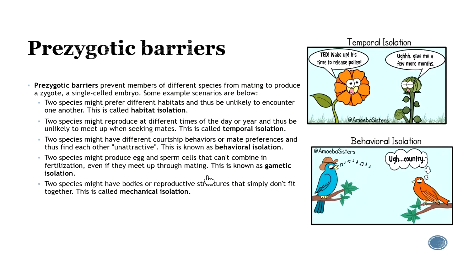And then there are also mechanical isolations. There are changes in the reproductive structures that make it impossible to get to the part where the egg and sperm could possibly meet. This will be changes in the different shapes and sizes of the penises or the vaginas of the different animals.